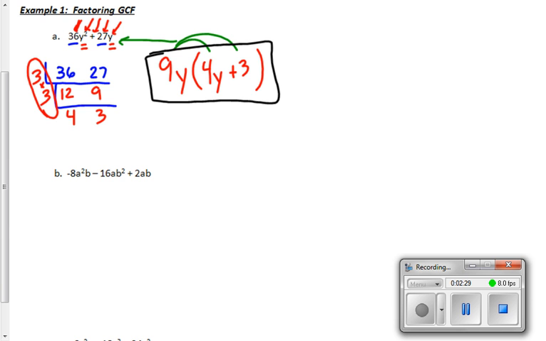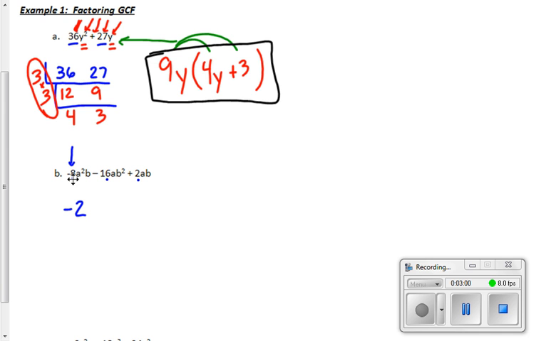Example B here. Again, work from the numeric part first. So you have an 8, a 16, and a 2. It should be pretty evident what your greatest common factor is. One other note: when the leading term is negative, I like to factor out a negative. So in this problem, with 8, 16, and 2, I'm going to factor out a negative 2.